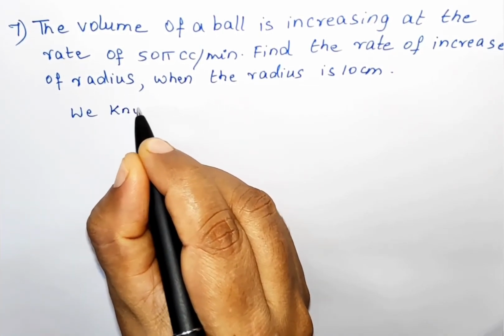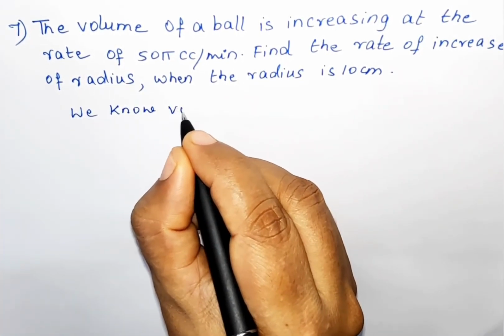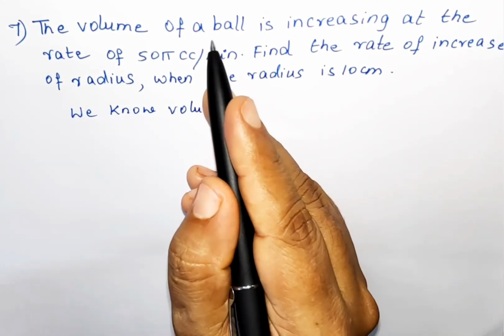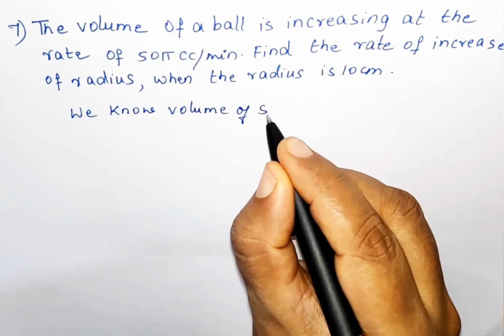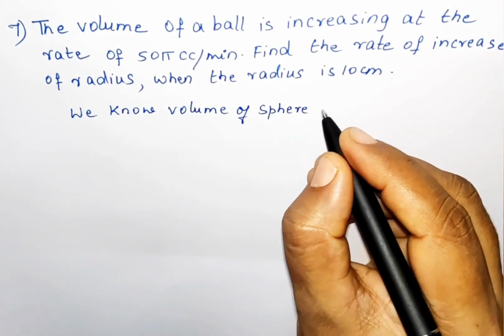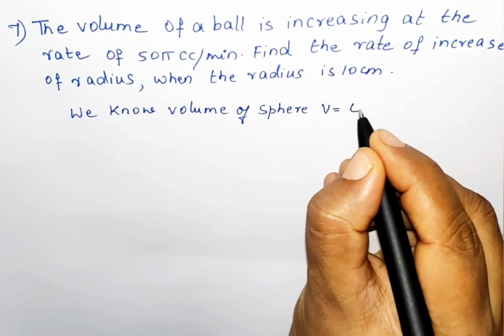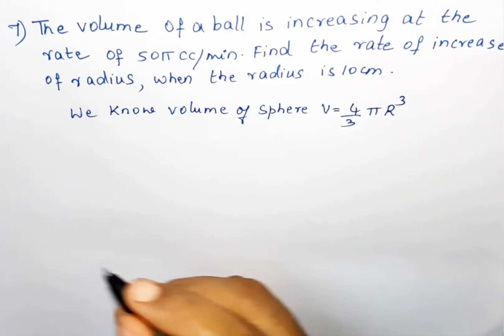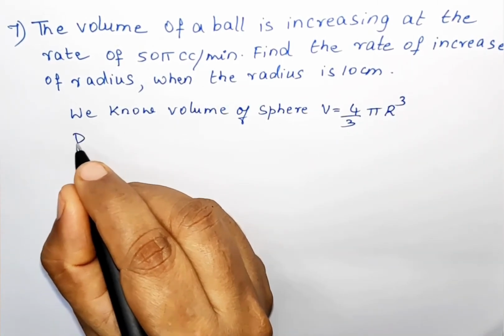We know the volume of the sphere. Ball is of spherical shape. So what is the volume of the sphere? We know the volume of the sphere is V is equal to 4 by 3 pi r cube. This is the volume of the sphere.